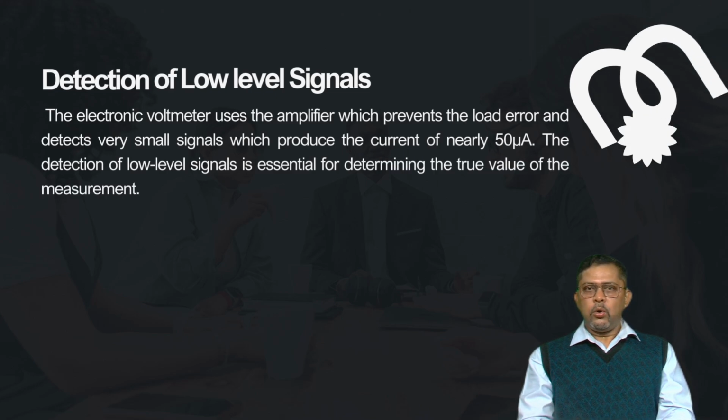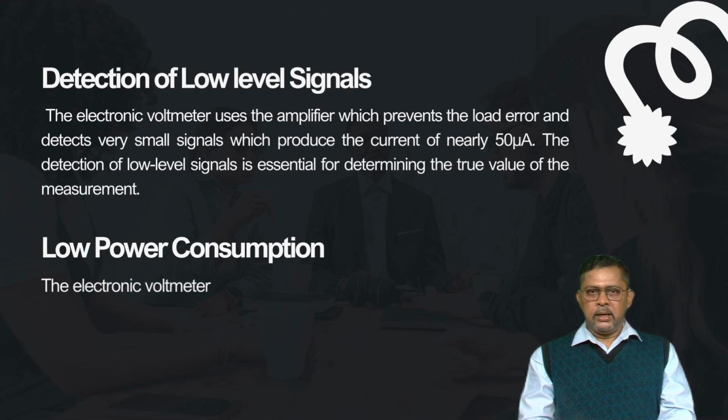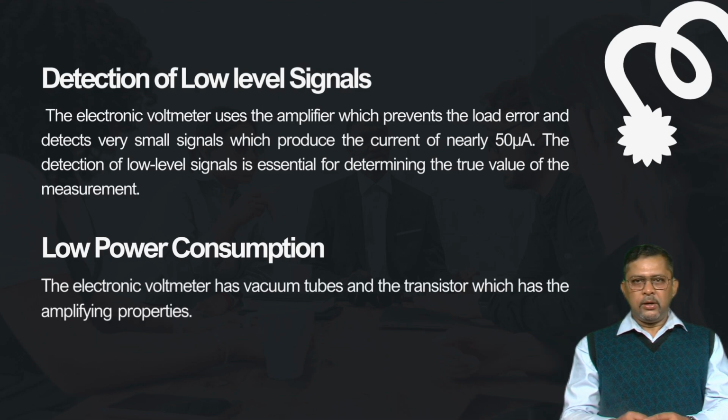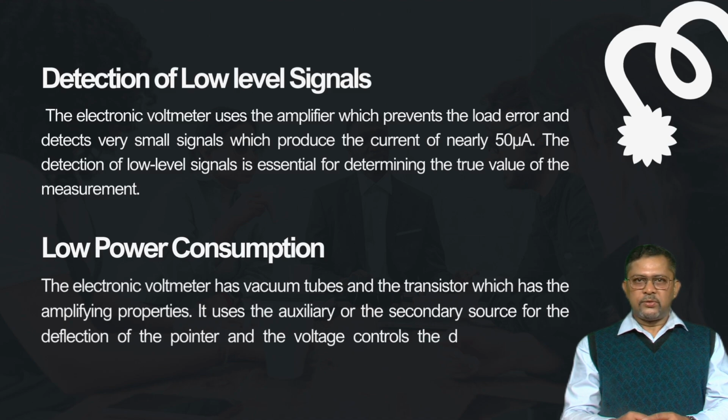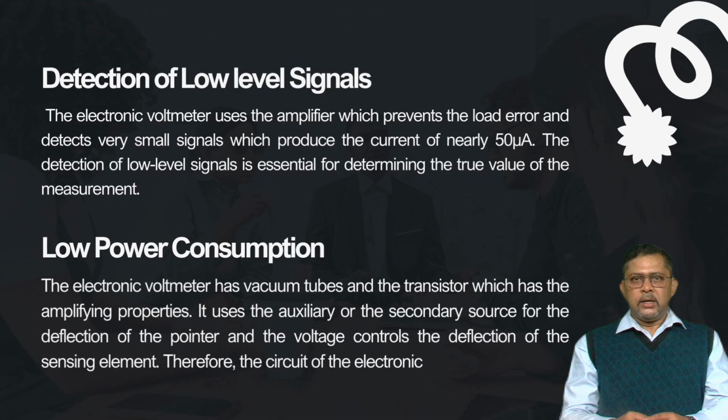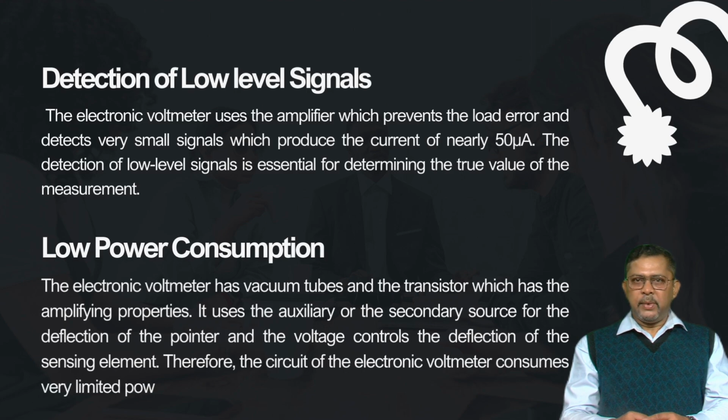Number 2 is the low power consumption. The electronic voltmeter has vacuum tubes and a transistor which has the amplifying properties. It uses the auxiliary or the secondary source for the deflection of the pointer, and the voltage controls the deflection of the sensing element. Therefore, the circuit of the electronic voltmeter consumes very limited power.